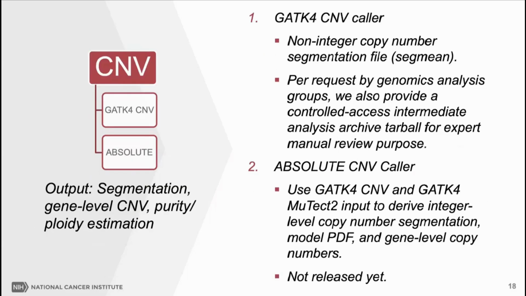Next slide. Thanks. I will talk about the copy number pipelines here. We have listed two workflows, GATK4 CNV and ABSOLUTE. However, those aren't two parallel workflows. Instead, GATK4 CNV and GATK4 MuTect2 outputs are dependencies of the ABSOLUTE workflow. So ABSOLUTE is calling on top of GATK4 CNV.